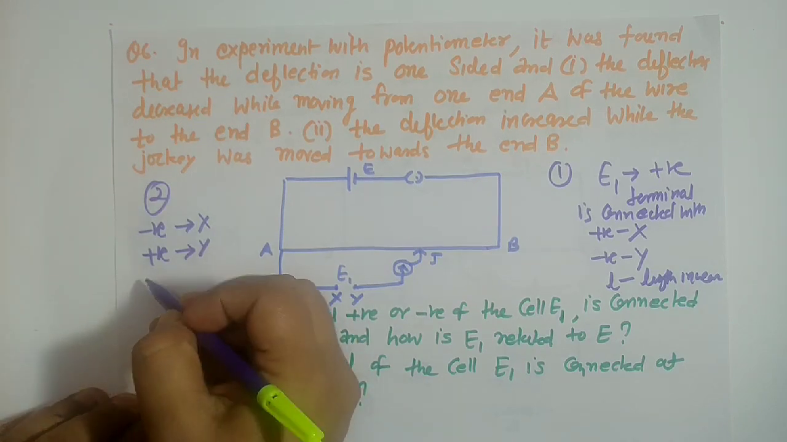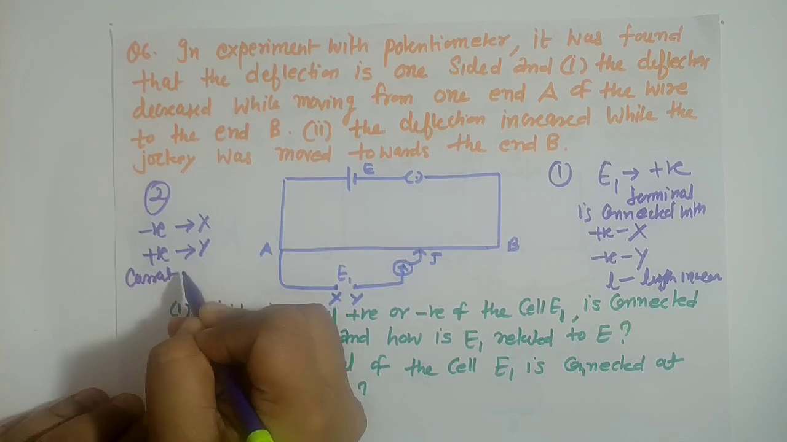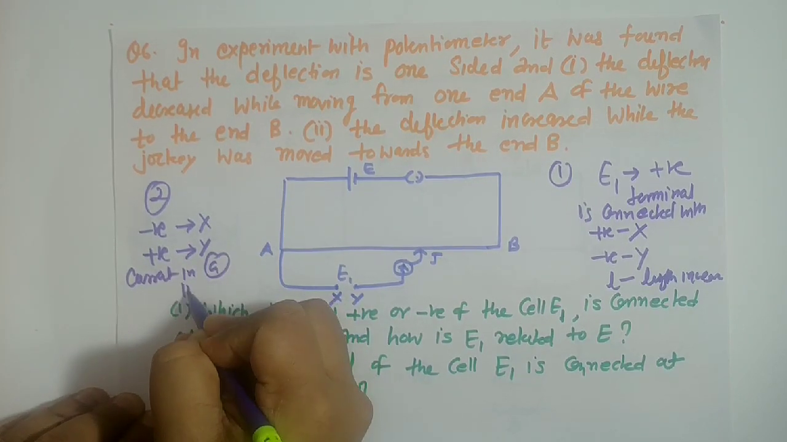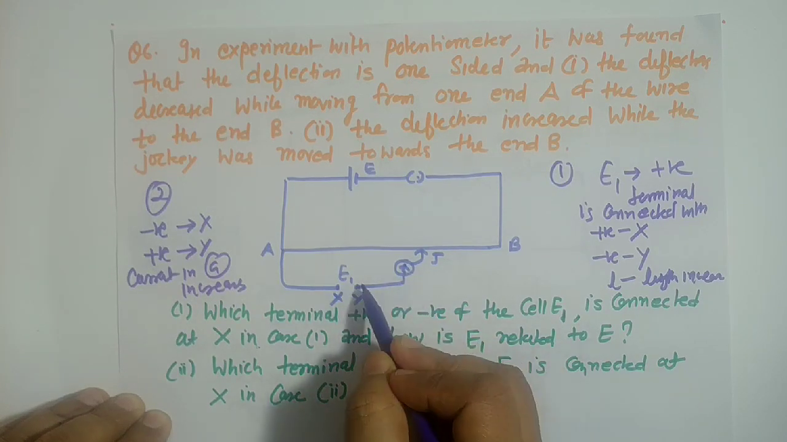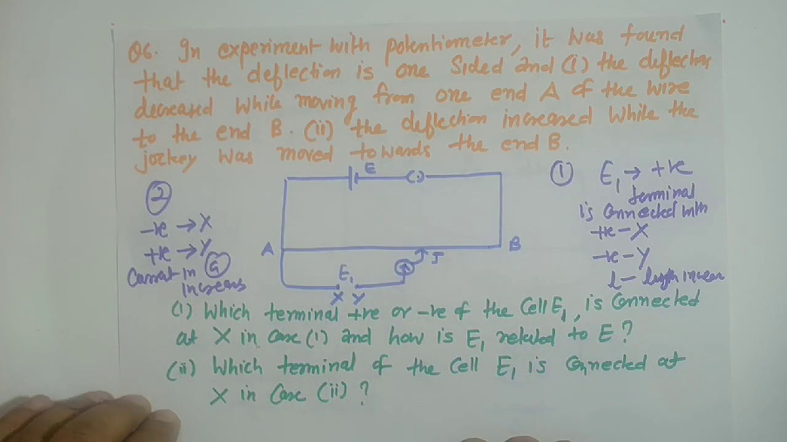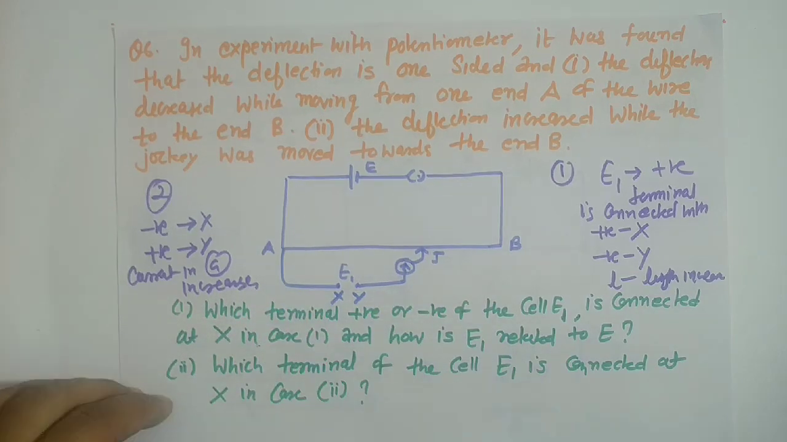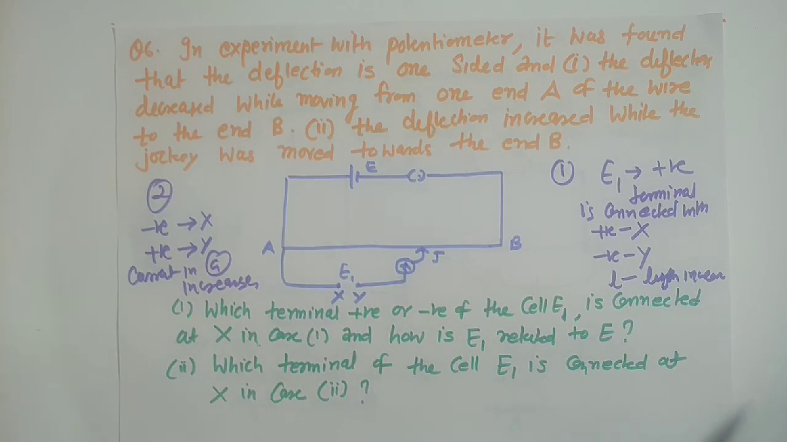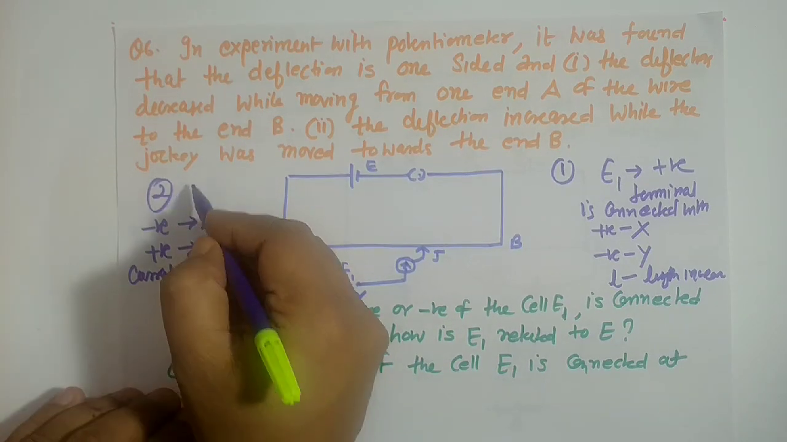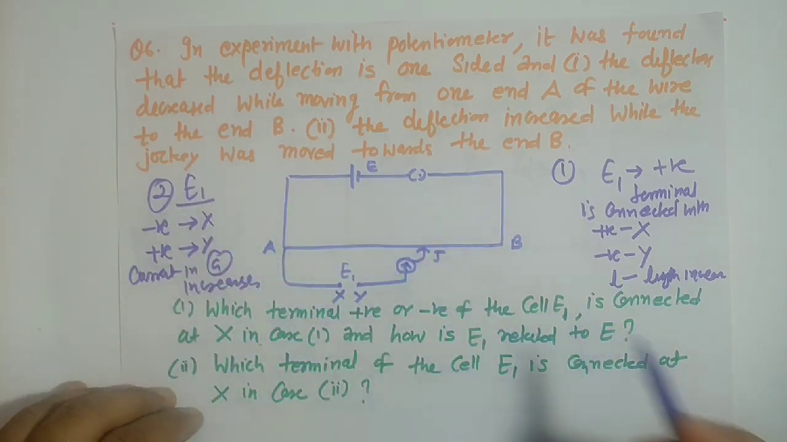What is the current doing here? It is increasing. So the current in G increases. You are going to connect the positive terminal, so current will pass through the galvanometer, so it will increase in the second case. So this is the case where current increases with increase in the length of the potentiometer wire. So these are the two cases we can compare for E1 and how they are connected.